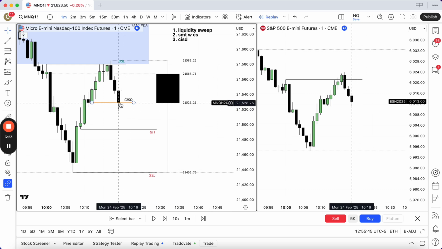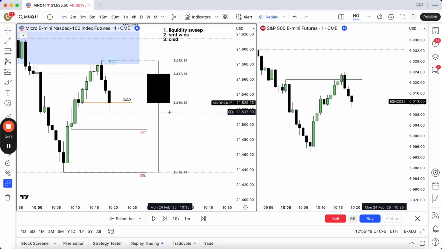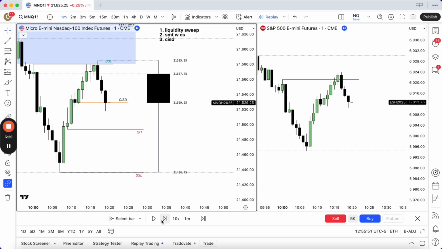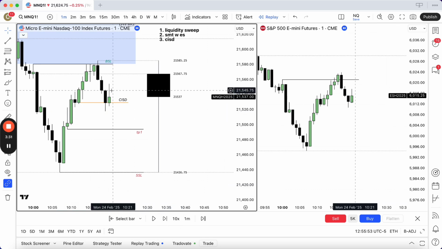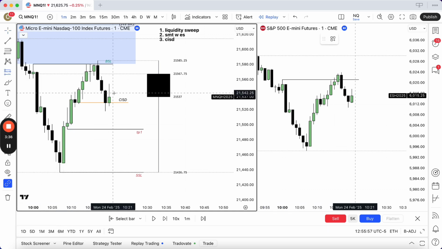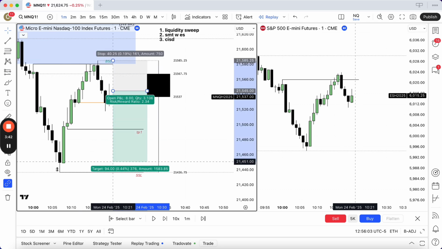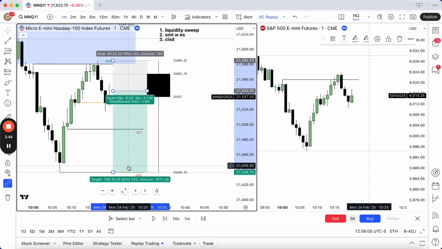That was my TP1. So as you can see, we get the change in state right here. Okay, it was not a great change in state, but it was still a change in state. I actually didn't enter here. I entered at this candle, and I'll show you on my executions. My entry was around 45. I think it was 45. So this is my entry. Stop went at the highs, and final TP was at this low.